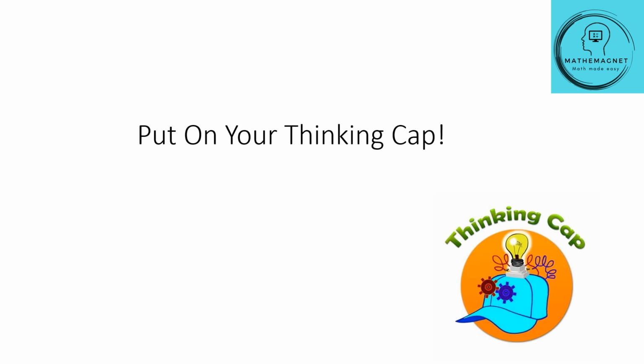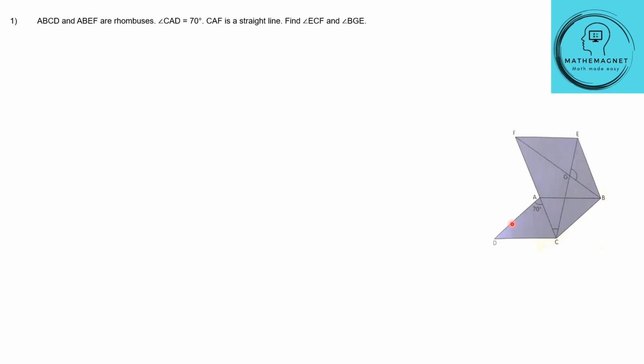Now let's solve some put on your thinking cap questions. Let's look at the first question. ABCD and ABEF are rhombuses. Angle CAD equal to 70 degrees. CAF is a straight line. Find angle ECF and angle BGE.